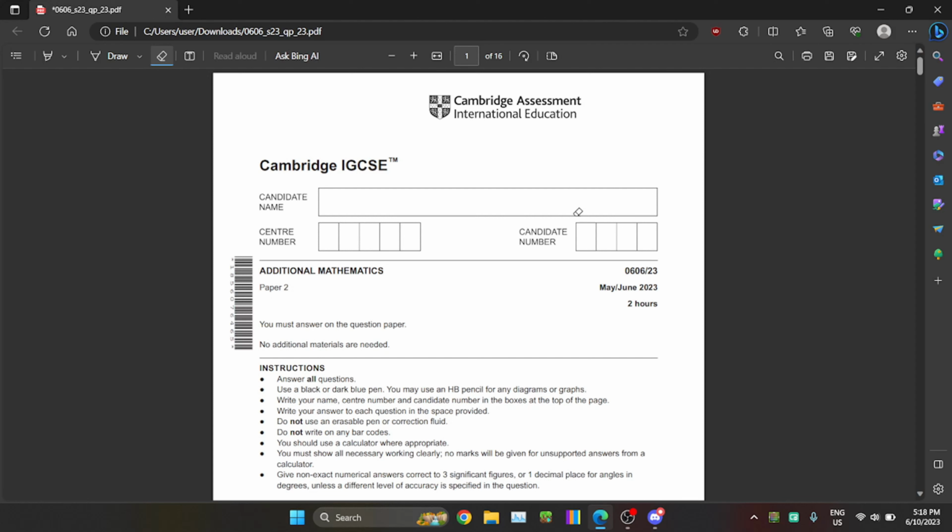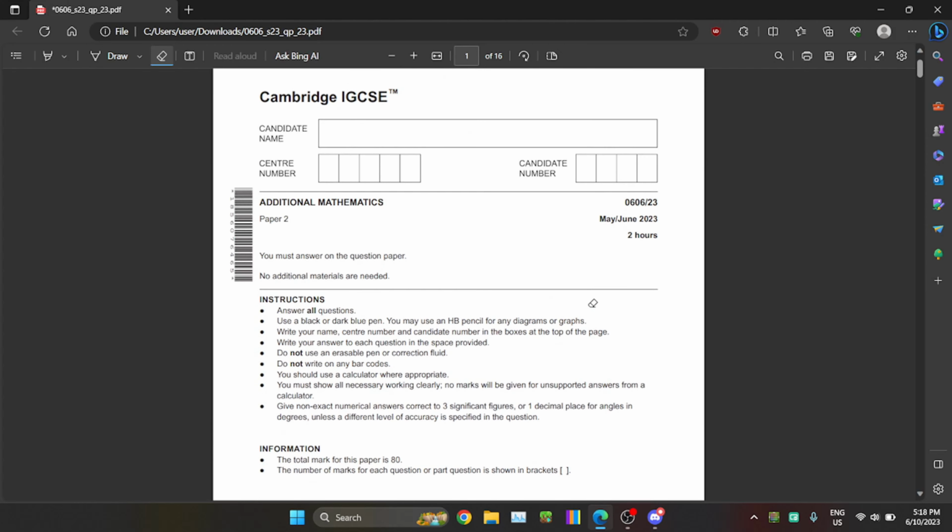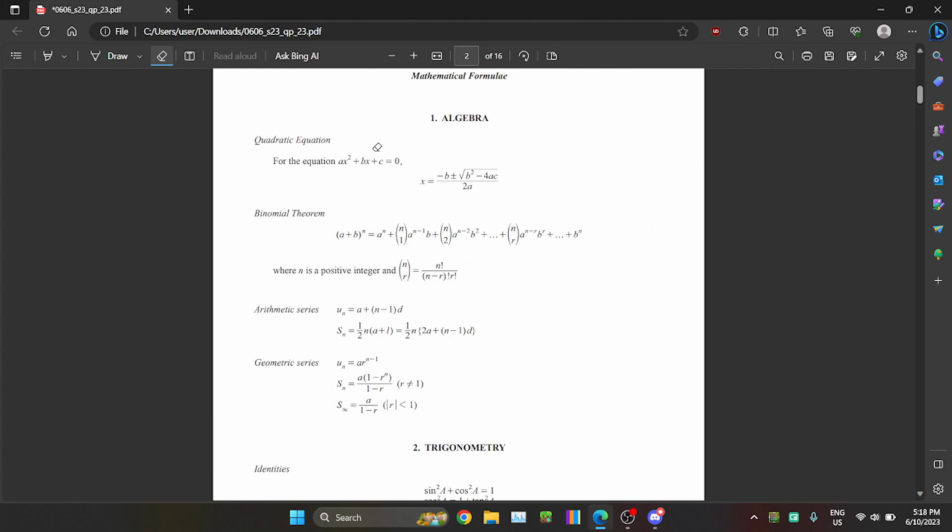Anyway, here I have an Addmaths paper from May-June 2023. So this was just a few months ago. The answer key for this has not been released, so we don't know what the answers for this paper are, but I'm gonna solve it anyway because I'm built like that.